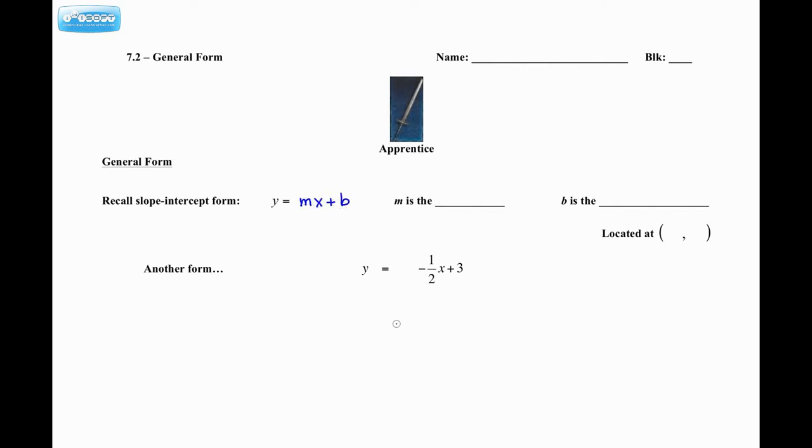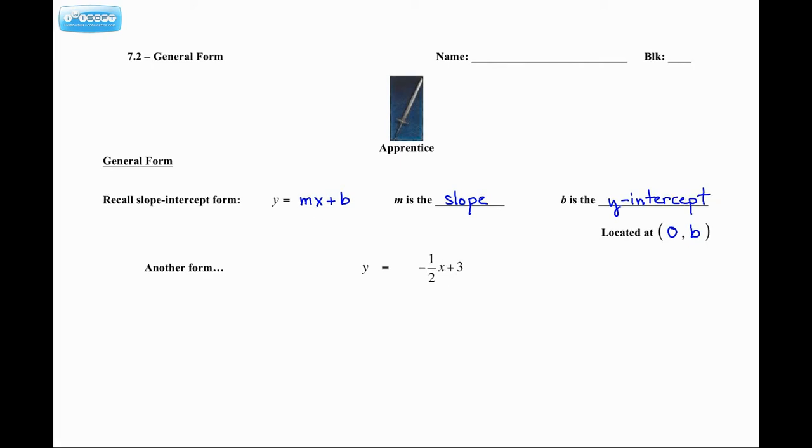Okay, and when it's in this form, m is the slope, and b is the y-intercept. And of course it is located at x equals 0, y equals b. So that's the point that you would plot. All right, so let's see what an equation written in general form looks like. And we're going to start with an equation that is actually already expressed in slope-intercept form. All right, so here we go.